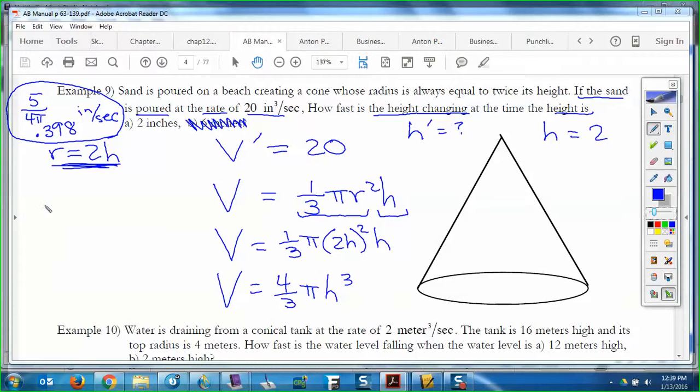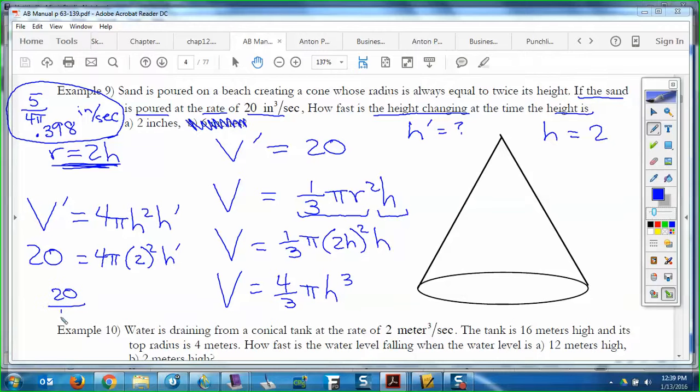So now let's do the derivative. So v prime would be, bring the 3 down in front, so that'd be 4 pi h squared h prime. Well, now we're in great shape, because now we've got 20, we've got 4 pi, in place of h we can put a 2, and there's our h prime. So 2 squared is 4, times 4 is 16, so divide by 16 pi, we get 20 over 16 pi. That looks familiar, I think I had that earlier, which sure enough, reduces to 5 over 4 pi, and we get the same answer.